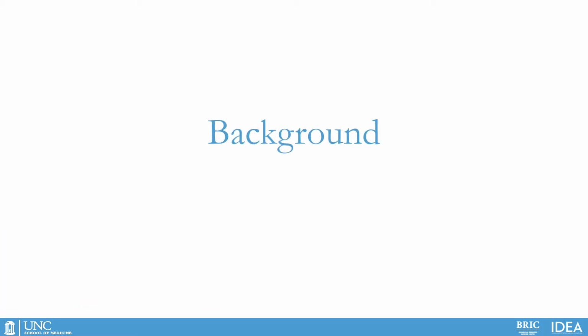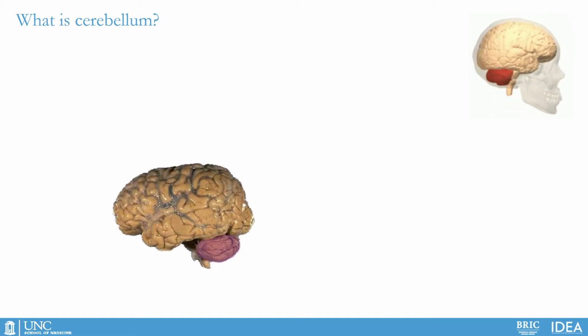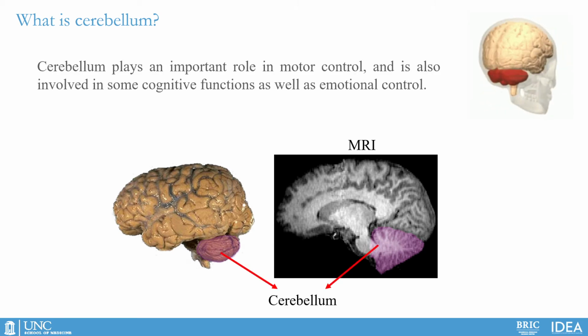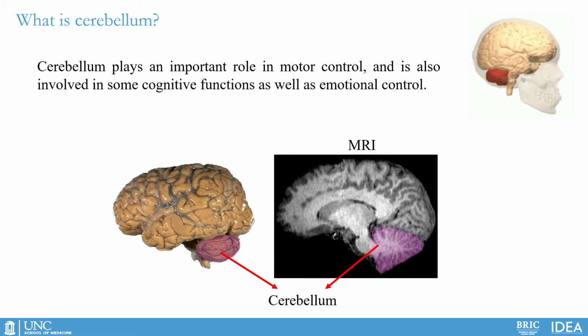First, let me introduce some background of our work. So, what is the cerebellum? This is a real brain, and the right figure is the corresponding MRI image. The red region denotes the cerebellum. The cerebellum plays an important role in motor control and is also involved in some cognitive functions, as well as emotional control.